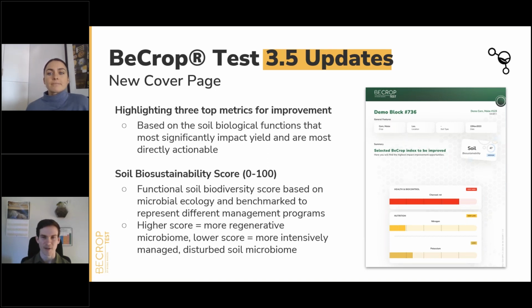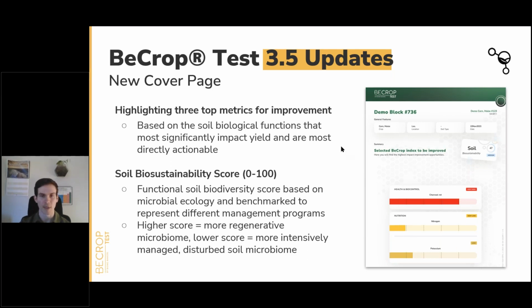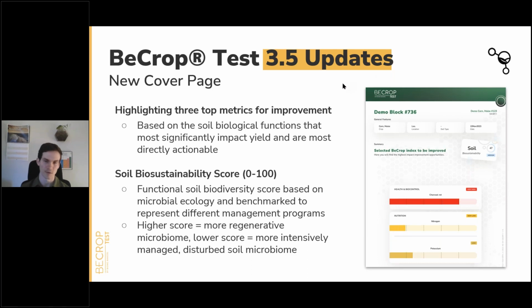Marie, I can take it from here on the updates as far as the cover page, but of course, feel free to jump in with any comments if I miss anything. So here on the right, we have the example of this new cover page, just a demo report. And like we've mentioned, what we have on this page is highlighting the 3 top metrics for improvement. So we list out, based on those metrics that we know to be most impactful on yield and crop productivity, our algorithm will prioritize the ones that, if they are deficient, or in the case of diseases, if they are very high prevalence.